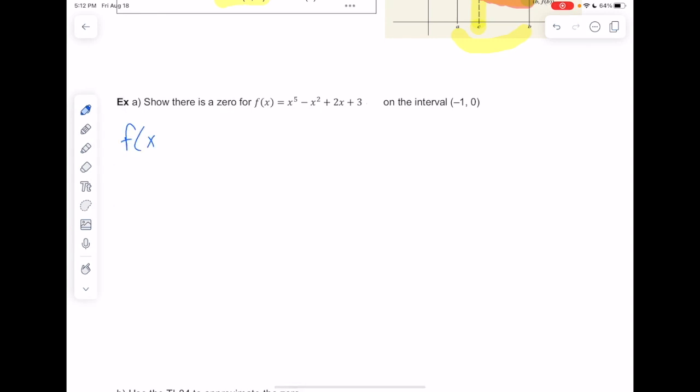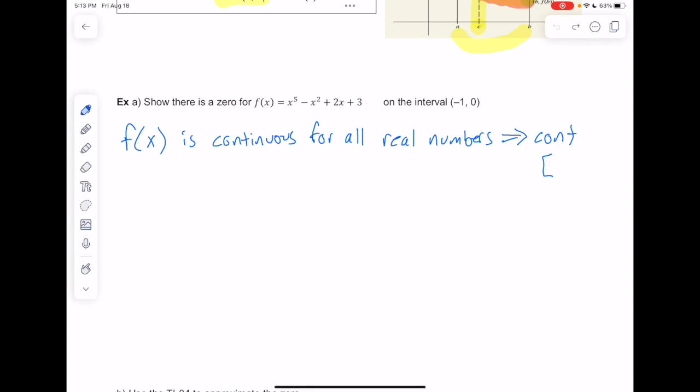f of x is a polynomial, so f of x is continuous for all real numbers, which implies that it's also continuous on any interval whatsoever, including the closed interval from -1 to 0. So having the function be continuous on the closed interval we're talking about is a required piece, and that's going to definitely be true here because it's a polynomial.